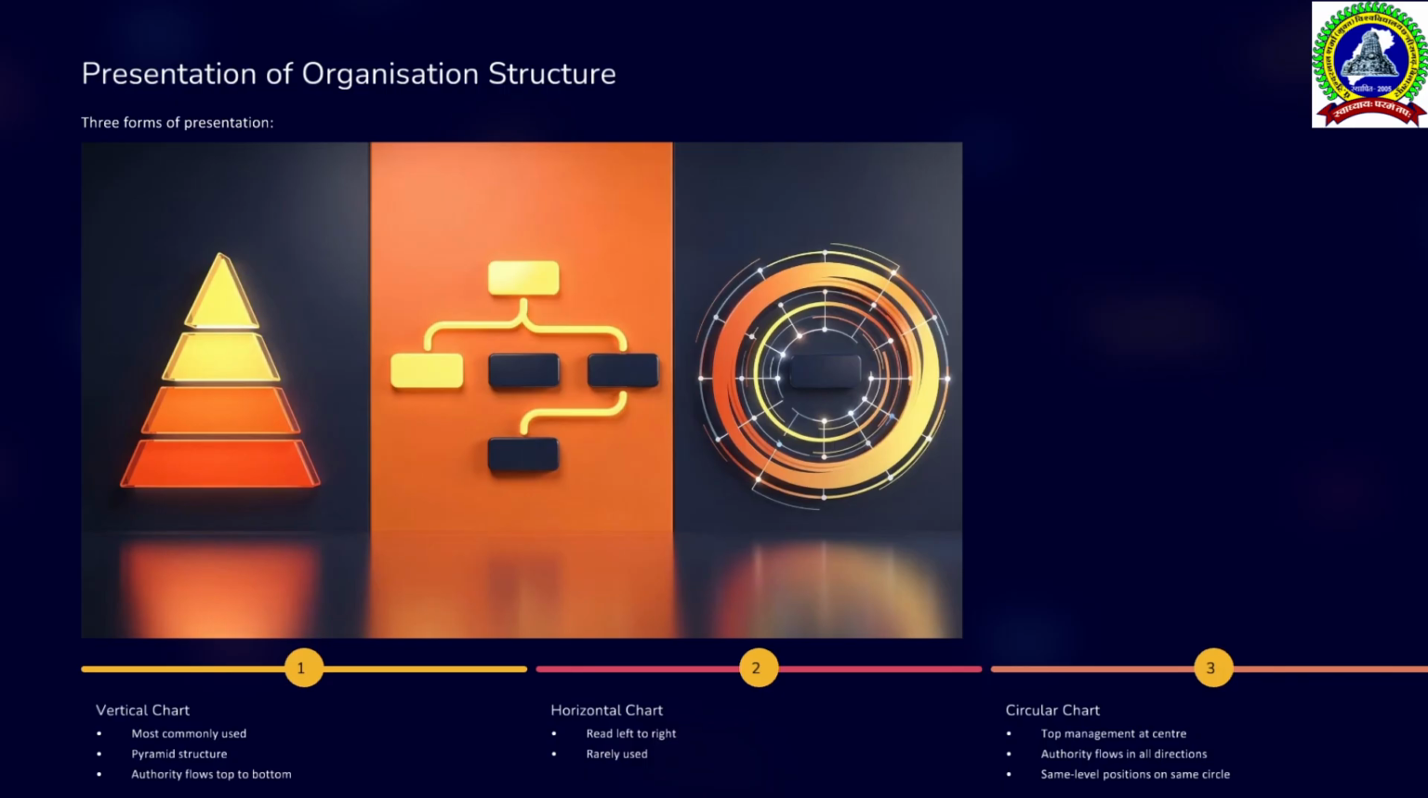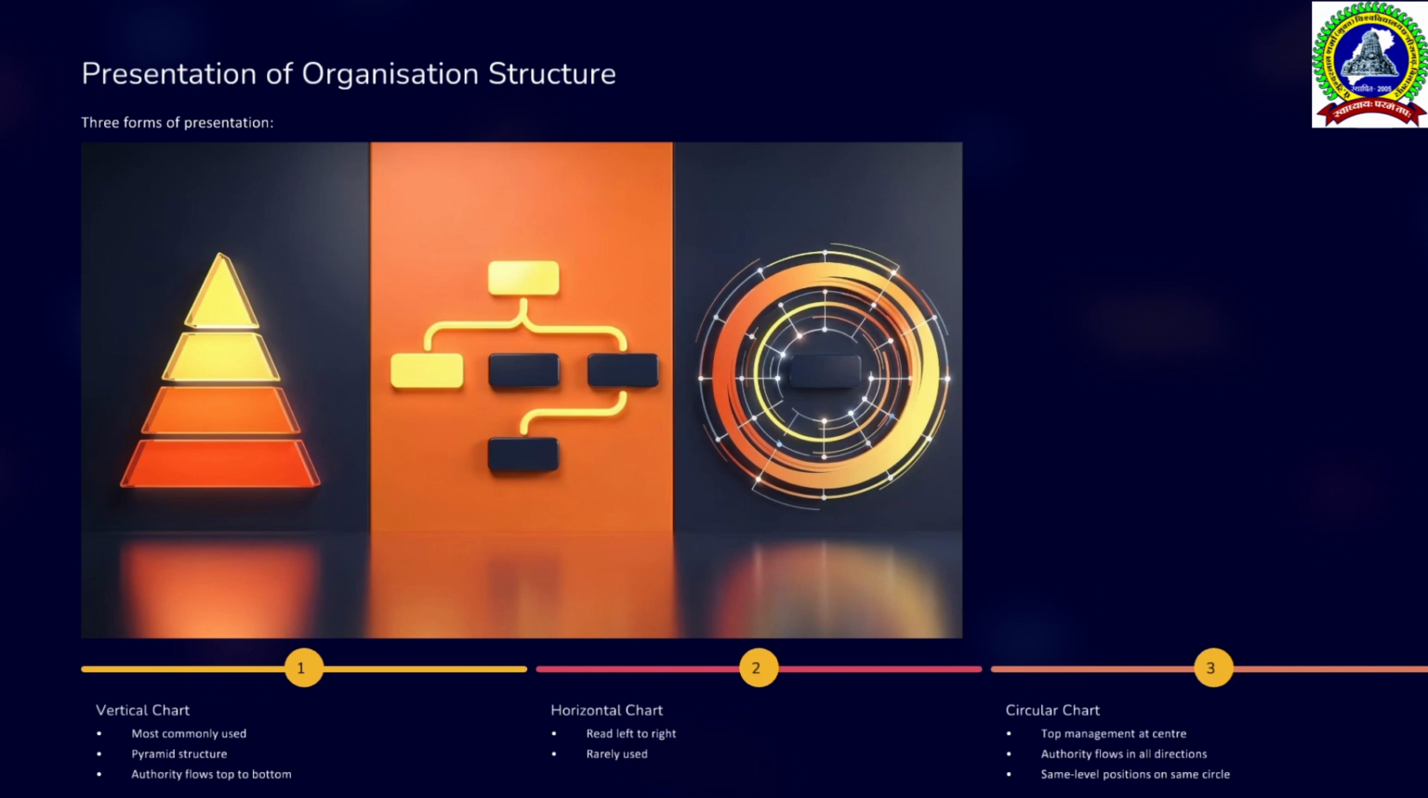Now, let us learn how organization structure can be presented in different formats such as vertical, horizontal, and circular charts. Organization structure can be presented visually in different ways, depending on managerial preference and communication needs. The slides identify three major forms of presentation: vertical, horizontal, and circular. The vertical organization chart is the most widely used format.